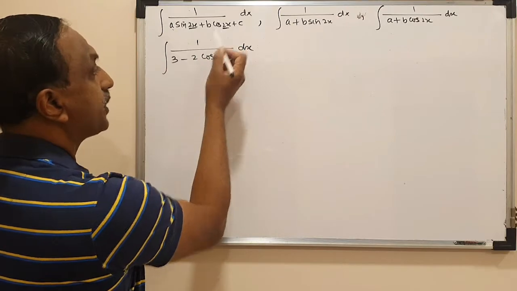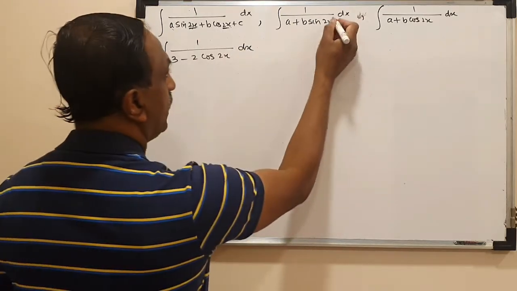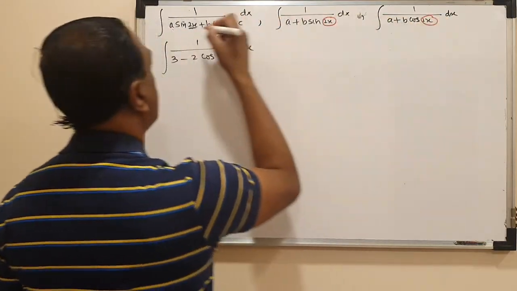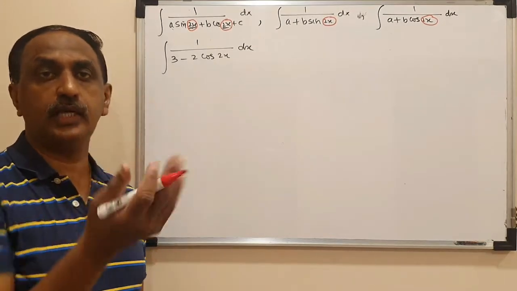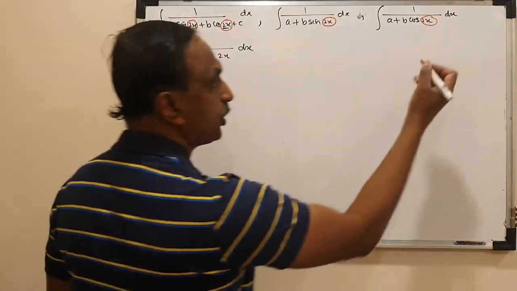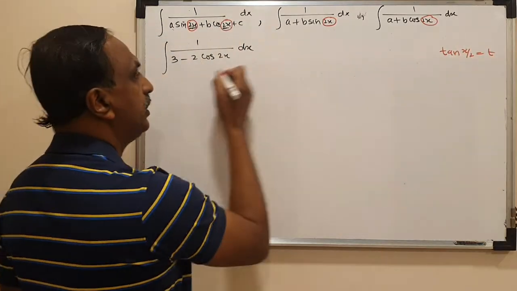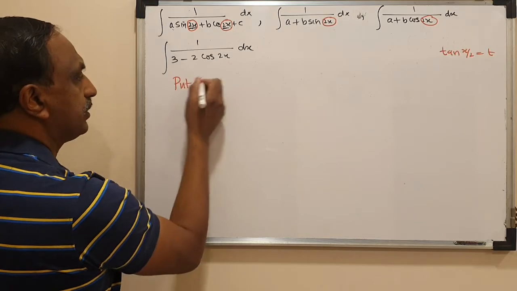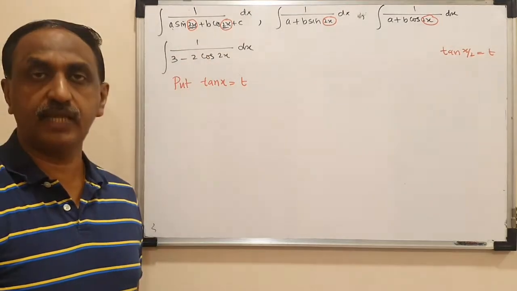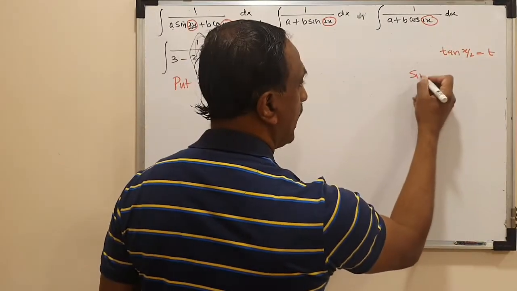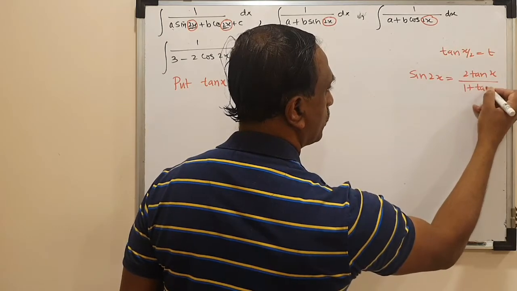Previously we had a sin x plus b cos x, but now angle is 2x here. So you need to notice this. The angles are doubled. Everywhere the angle is doubled. In such case, only difference is your substitution also angle will get doubled. Previously your substitution was tan x by 2 is equal to t. So now the change will be, you will need to put tan x, because we will be able to express sin 2x only in terms of tan x. You can write sin 2x as 2 tan x upon 1 plus tan square x.